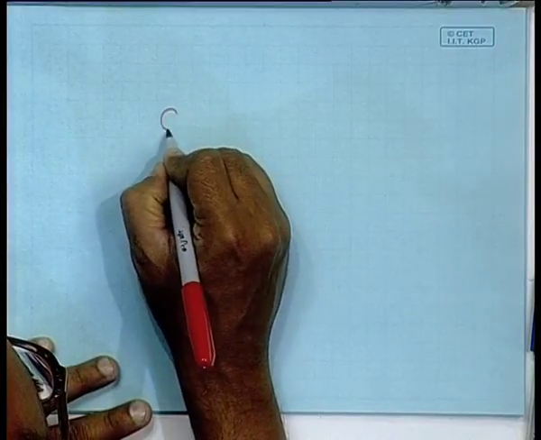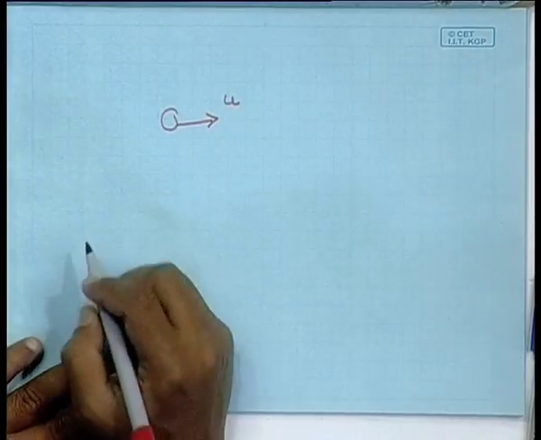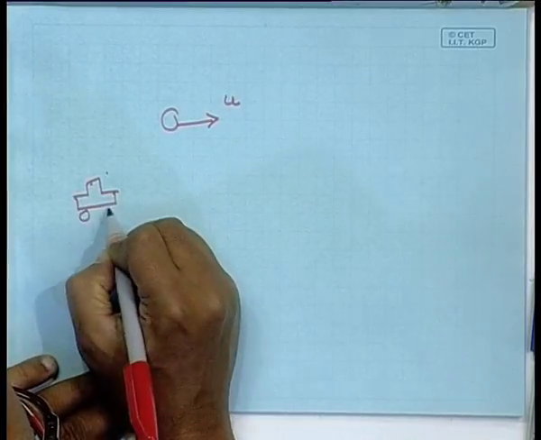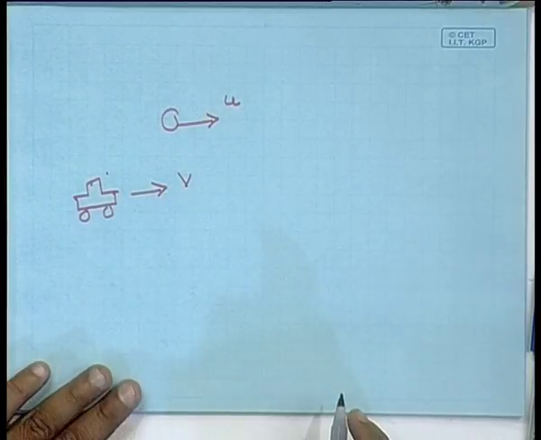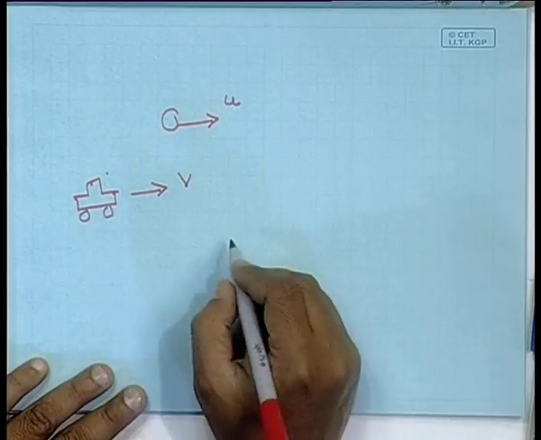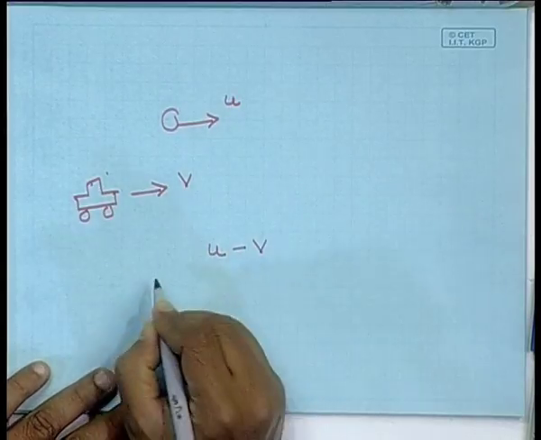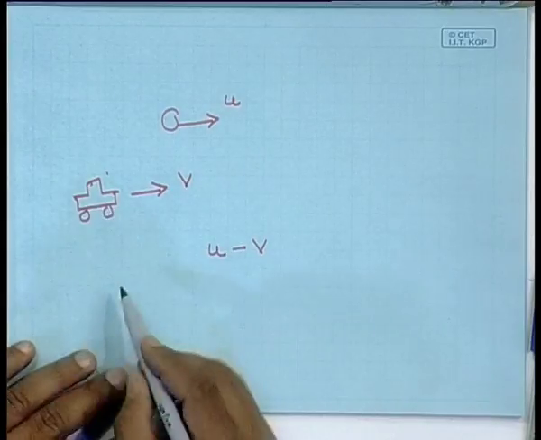Let me explain to you what we mean by this. Let us say we have a ball going with speed u in this direction, and there is a car going with speed v in the same direction. Then if I am sitting on the car, I will see that the speed of the ball is u minus v. So, this is the law of addition of velocities.